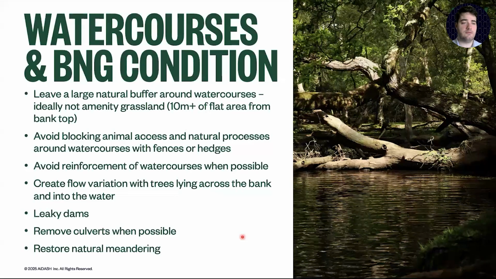And some of that stuff is going to involve creating flow variation in the river. Some of the easiest ways of doing this is felling trees to lie in the river in a kind of natural way that will create different water flows in the water. So be prepared for that to be a thing you can do. It's also very cheap.